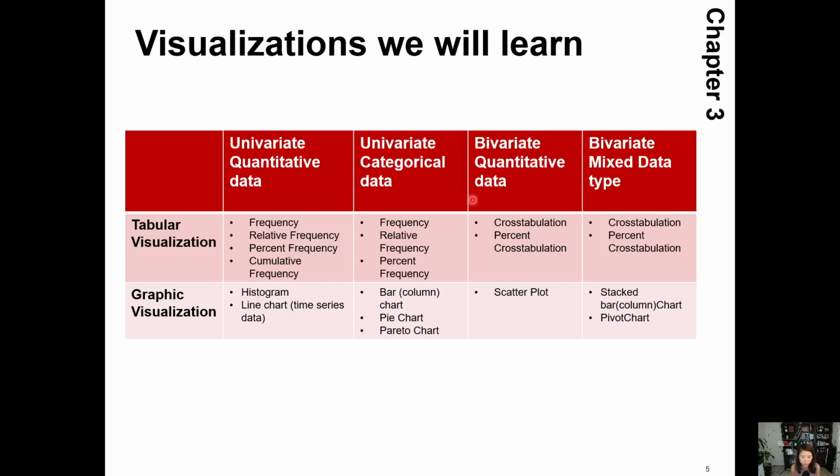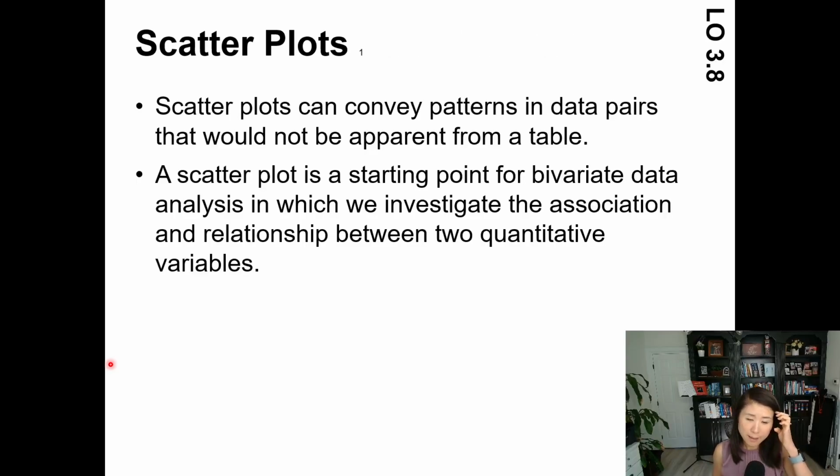So you're looking for the relationship between two variables. If these two variables are quantitative, we are able to use what is called a scatter plot to help us identify the relationship. Now let's look at what a scatter plot is. A scatter plot can convey patterns in data pairs that would not be apparent from the table. A scatter plot is a starting point for bivariate data analysis, in which we investigate the association and the relationship between two quantitative variables.